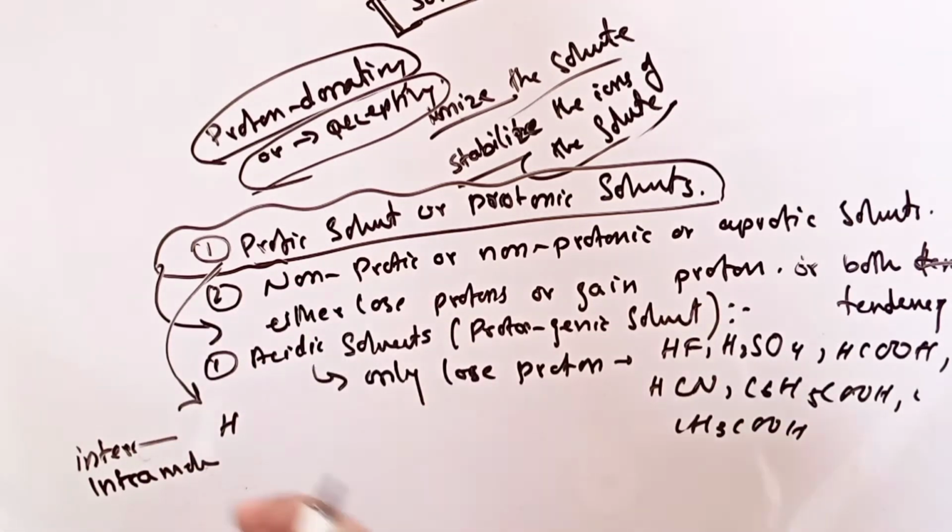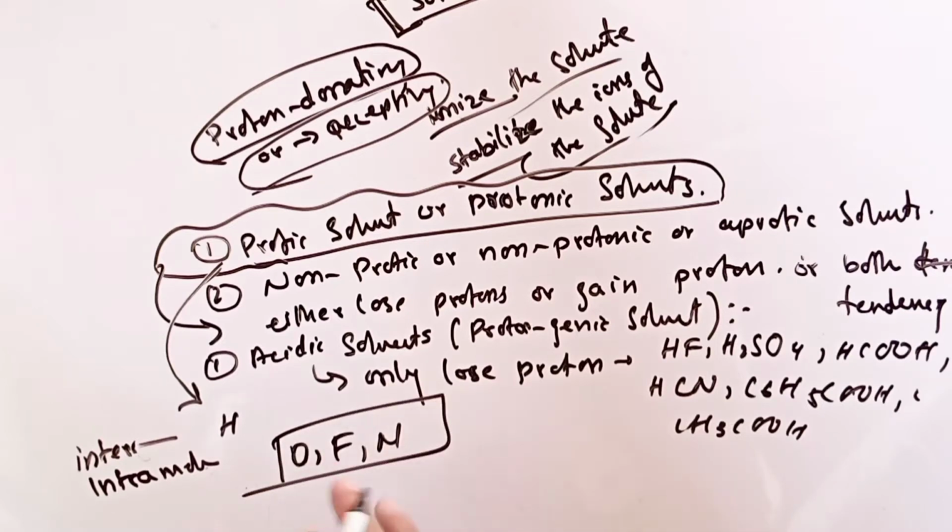It also means that those solvents whose molecules contain hydrogen attached to oxygen, fluorine or nitrogen atoms will, in most cases, act as protic solvents. When hydrogen is attached to oxygen, fluorine or nitrogen, it has the capacity to create hydrogen bonding, and due to the hydrogen bonding, it will have a higher dielectric constant value.